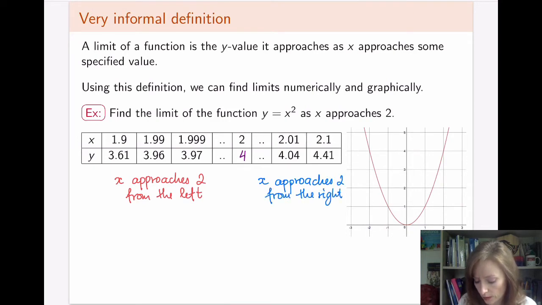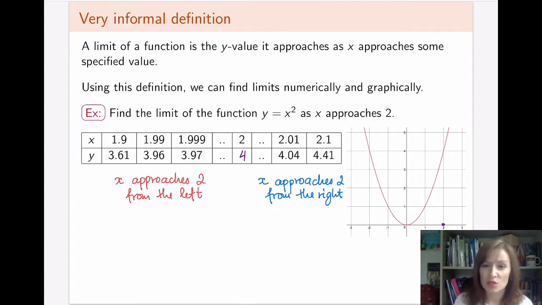Okay, and again, it's easy to see on the graph what that really means. If this is my 2 right here, then approaching from the right means that my x values are close to 2 but bigger than 2. Approaching from the left means my x values are close to 2, but less than 2.